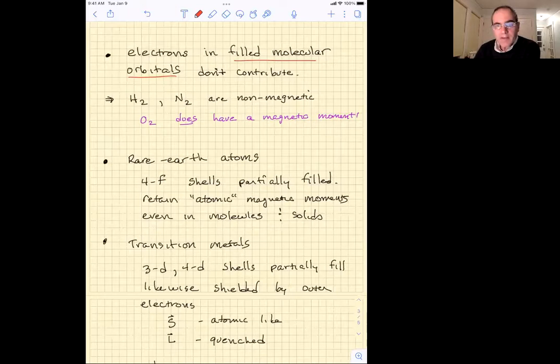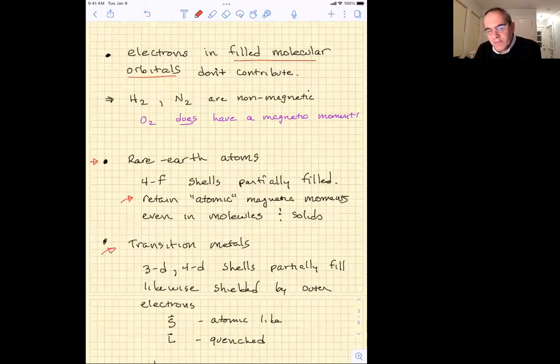There we are. So we had just talked about rare earth metals and found that because of electrons in unfilled shells deep within the atom, these atoms tend to have a magnetic moment, and they retain their atomic-like magnetic moments even when they're combined into metals or into molecules.